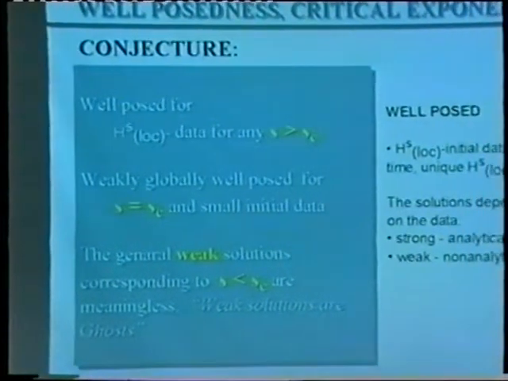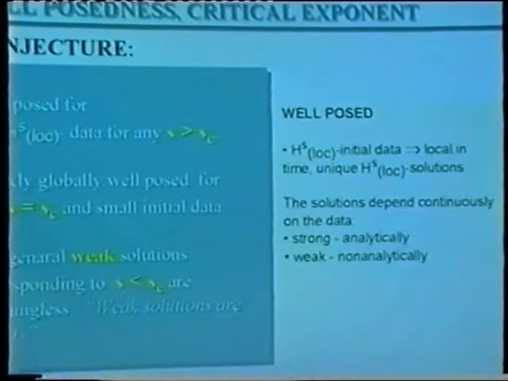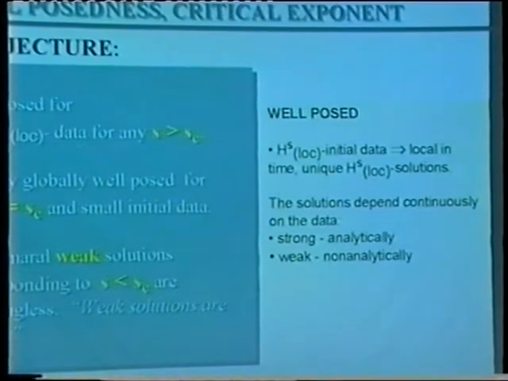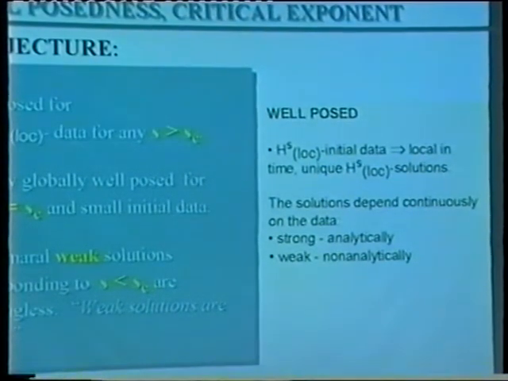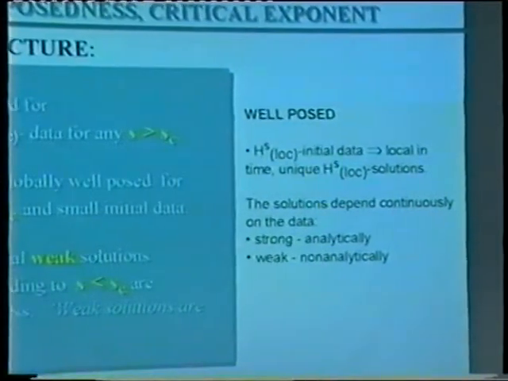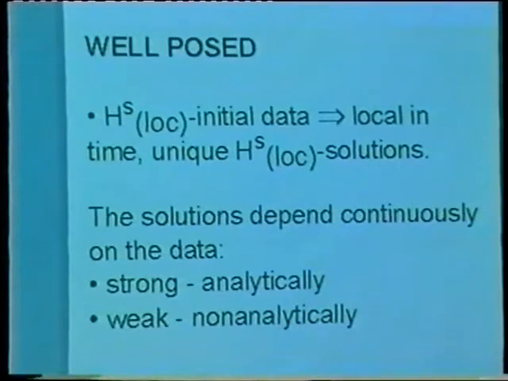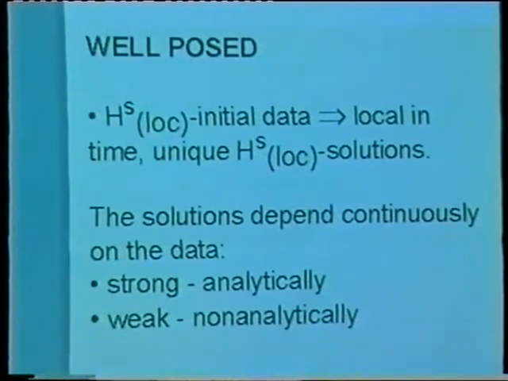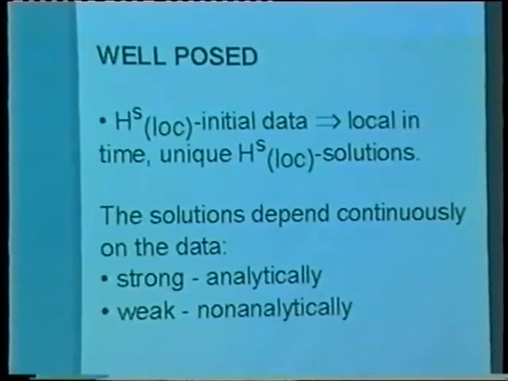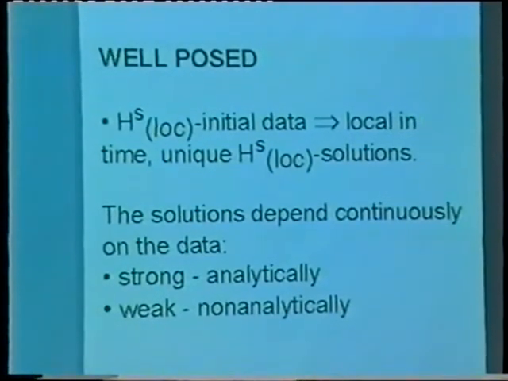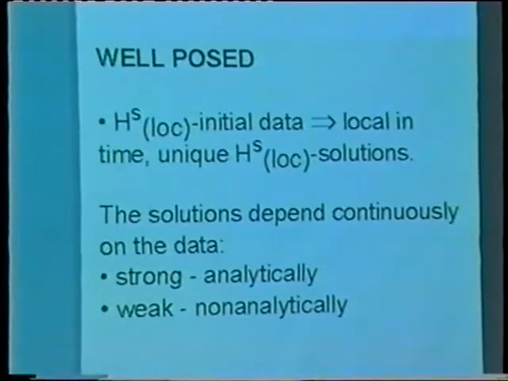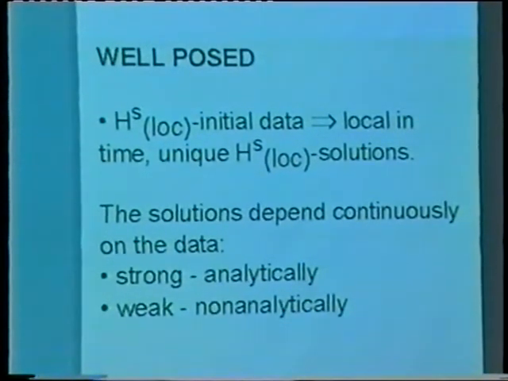So, first of all, what is well-posedness? You look at solutions of an equation which start with H^s regularity. By H^s regularity, I mean that s derivatives of the solution should be locally in L2. Okay, so I start with a certain amount of regularity, and then I say that the equation is well-posed in H^s if I can prove existence of local in time unique solutions. And then the question is, what is the minimum s for which I can prove that?